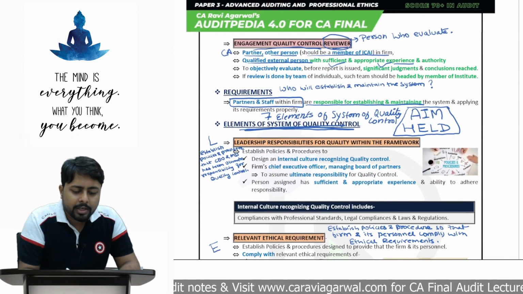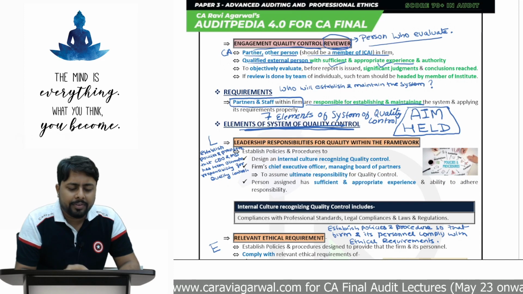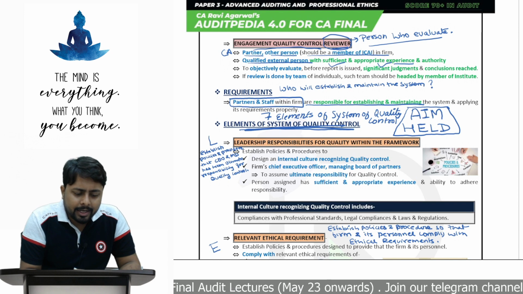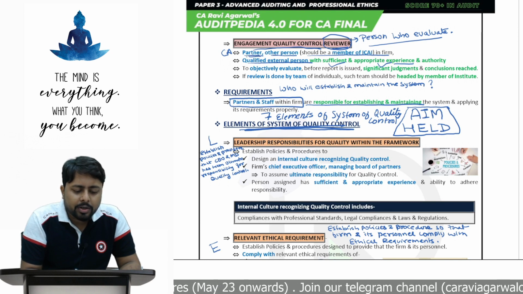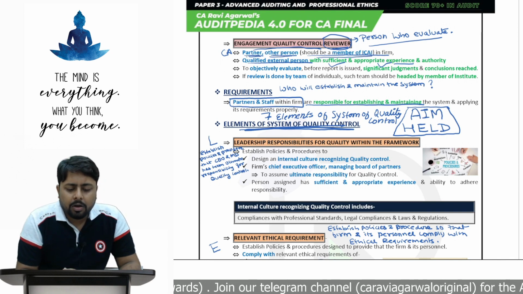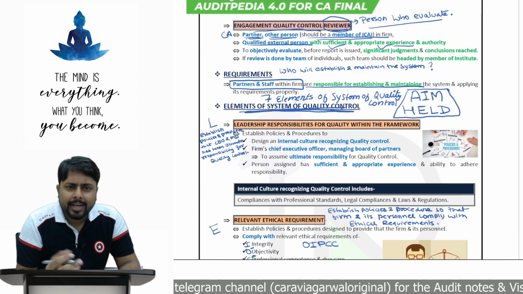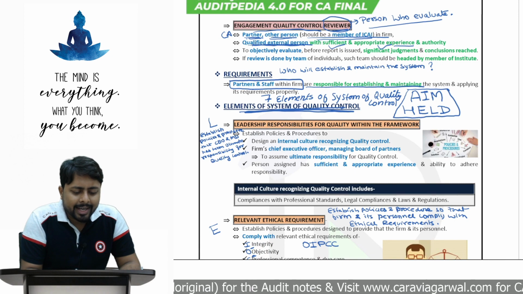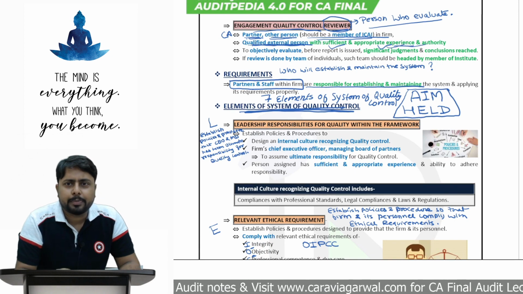Okay, so engagement quality control reviewer. Reviewer means person who evaluates. Who will be that person? He will be a CA person and other partner or other person should be a member of ICAI in the firm, and he can be another qualified external person also. Qualified external person with sufficient and appropriate experience.